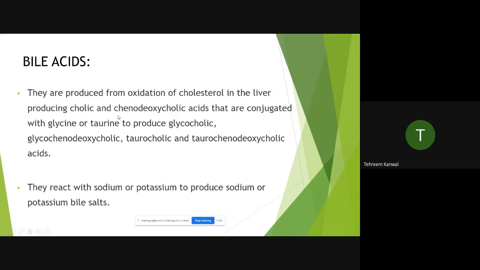If these two compounds combine with glycine, they are called glycocholic acid and glycochenodeoxycholic acid. And if they combine with taurine, then they are called taurocholic acid and taurochenodeoxycholic acid. So these are the conjugated forms of these bile acids. Then they can also react with sodium and potassium to produce sodium and potassium bile salts.